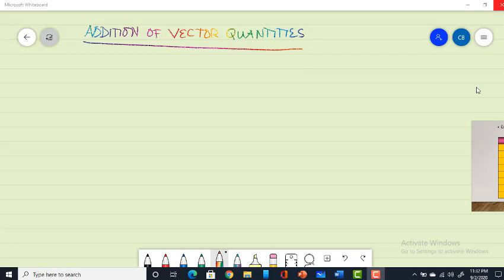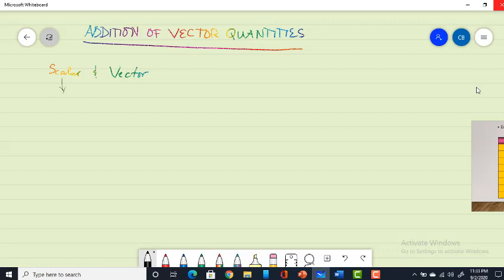So let's have a new topic, addition of vector quantities. By the way, this is not a new topic. This is still a continuation of our physical quantities topic. But before going to addition of vector quantities, let's first have a review of scalar and vector quantities. So let's differentiate what is a scalar.